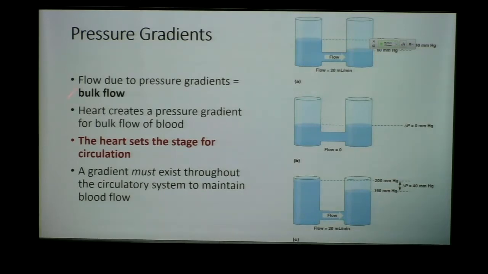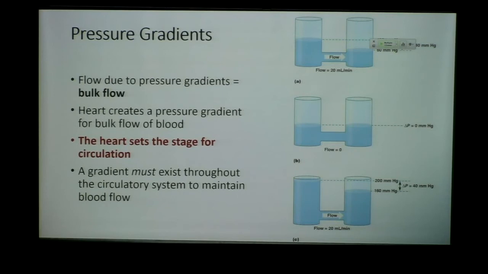And so the heart is what creates that pressure gradient, right? Think about it. If we didn't have the heart pumping blood through the circulatory system, the circulation would grind to a halt. It would just stop. Why would it grind to a halt if we didn't have the heart? What would we not have? A pressure gradient. We would not have a pressure gradient.